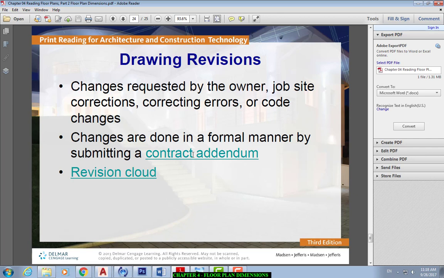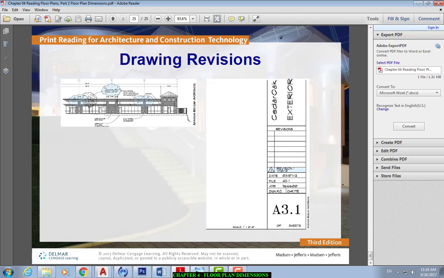Okay, here's this contract addendum. Whatever change you have made, you have to do an actual contract addendum, and everybody involved has to know of the change that was made. But in the actual drawings, you show it with a revision. You show it with a revision cloud, like that.